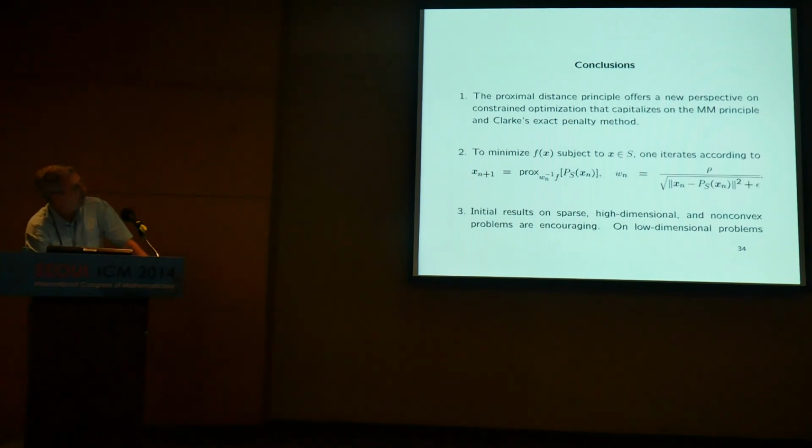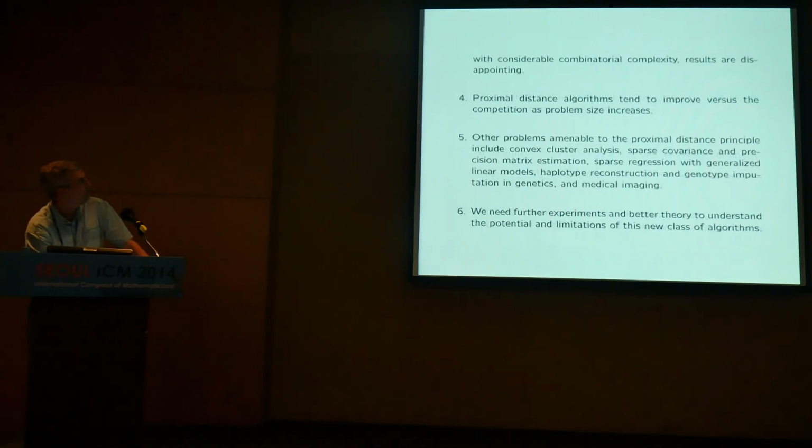The initial results on this algorithm, I think, are quite encouraging on sparse high-dimensional problems, even non-convex problems like the L0 regression problem. On low-dimensional problems, such as the 8 queens problem, it didn't work well. These are problems that have too much combinatorial complexity. The high-dimensional problems in data mining don't have as much. The problem is the dimensionality, not the combinatorial complexity.